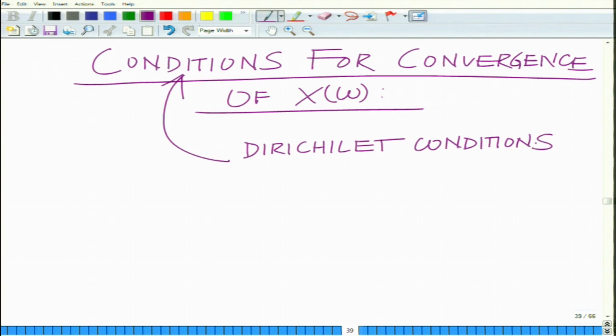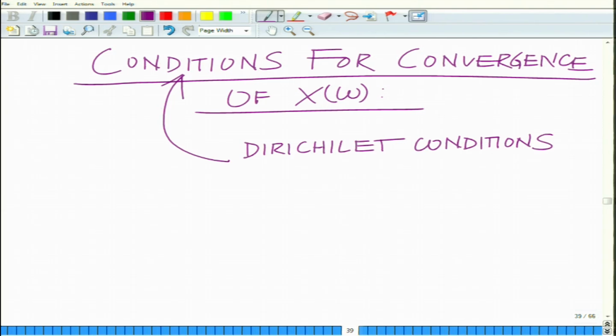These are also sufficient but not necessary conditions. That is, if the signal x(t) satisfies the Dirichlet conditions, then the Fourier transform exists, but if the Fourier transform exists, it does not imply that the Dirichlet conditions are satisfied. Remember, these are sufficient but not necessary.